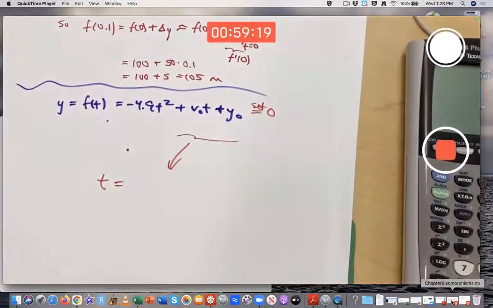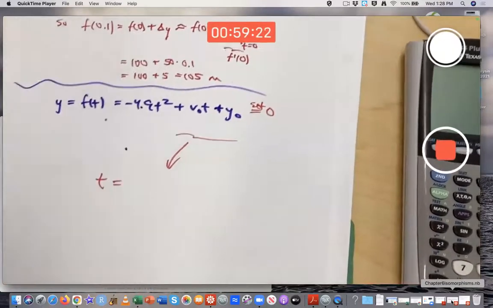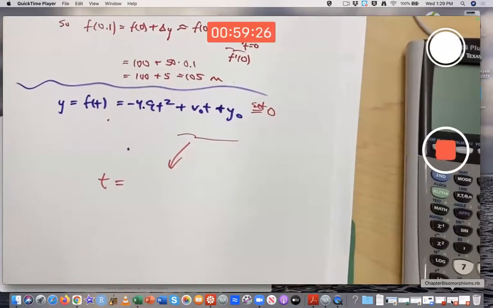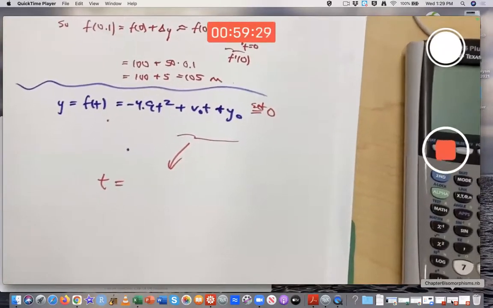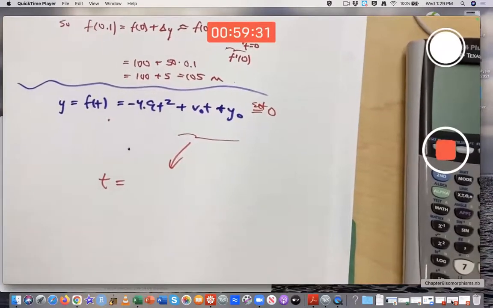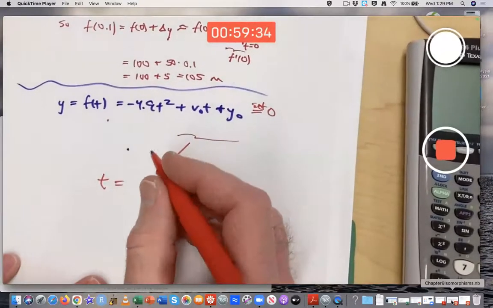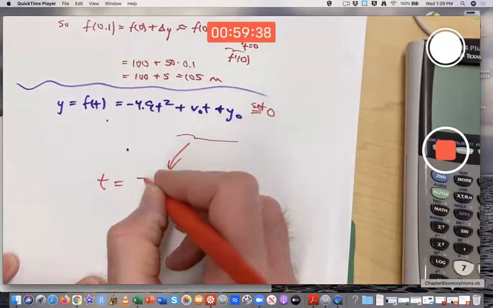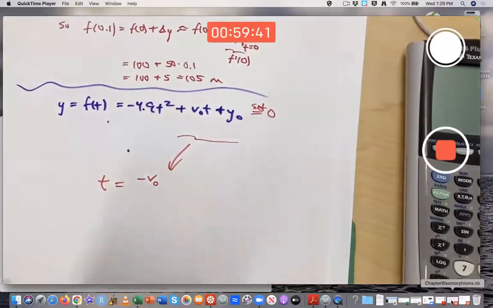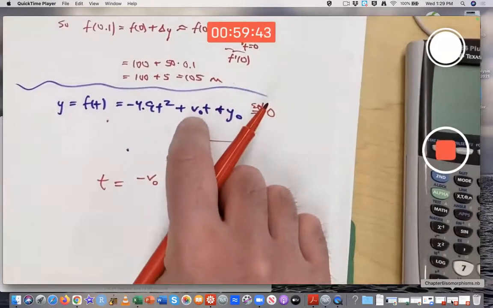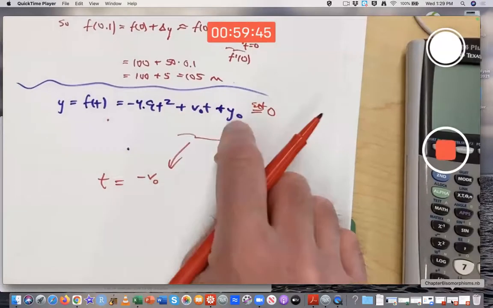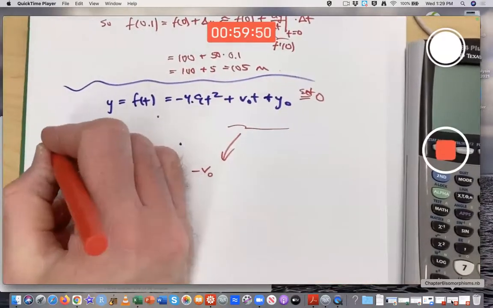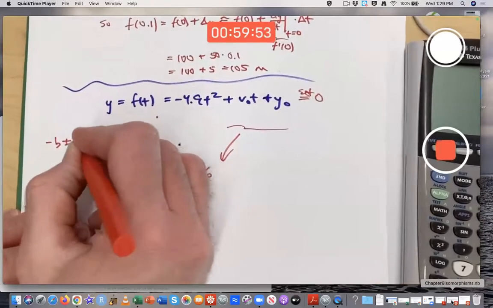Use the quadratic formula. The quadratic formula is an amazing piece of technology, and I call it technology for a good reason. It's very powerful. You can use it to solve a lot of problems, including this problem. Negative b means, in this case, negative V0, plus or minus the square root of b squared minus 4 times a times c, all over 2a. You remember that formula? Something you should remember, perhaps even for the rest of your life.